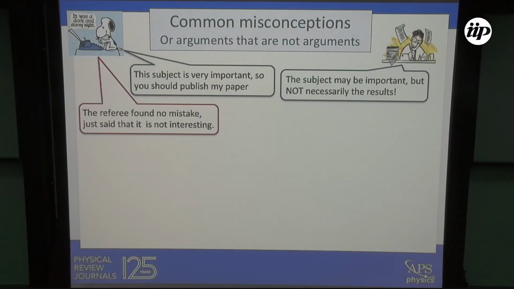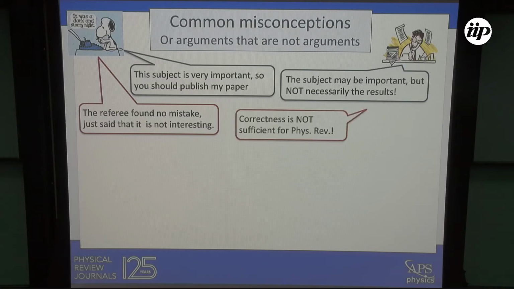Common misconceptions when you resubmit a paper, or I'd like to say arguments that are not arguments. The subject is very important, so you should publish the paper. Well, the subject may be important, but are your results important? That's really the key. The referee found no mistake, just said that it is not interesting. Well, correctness is not sufficient for publication in PhysRev.